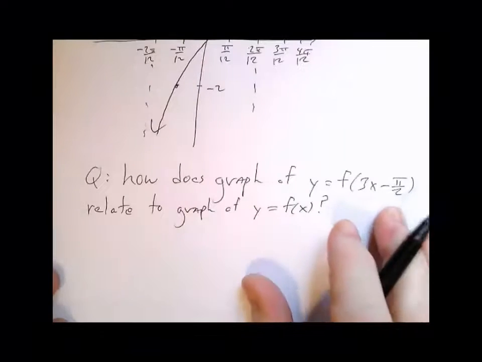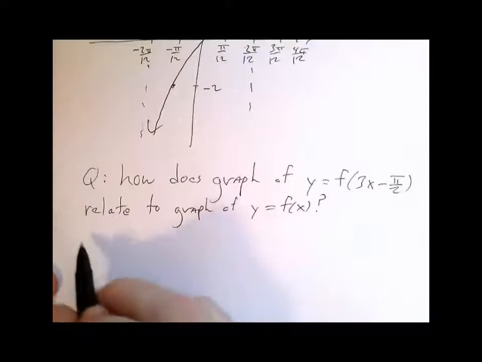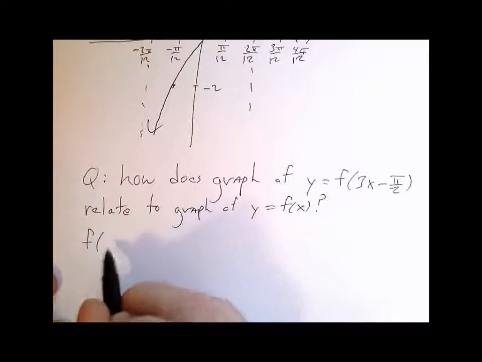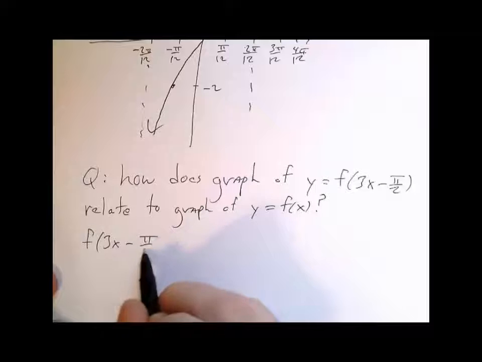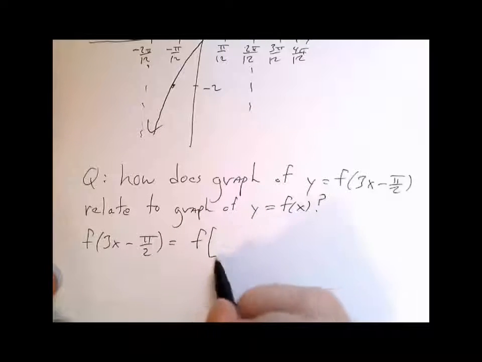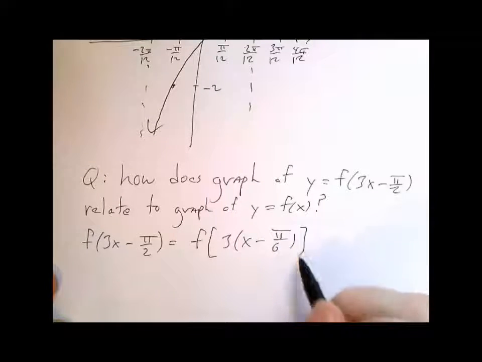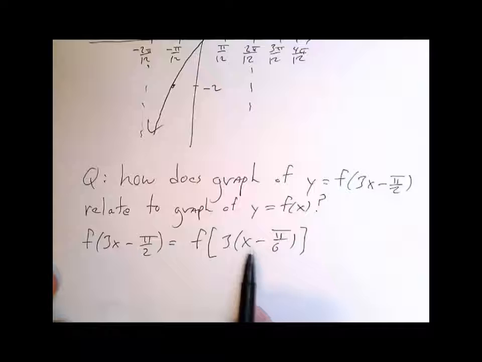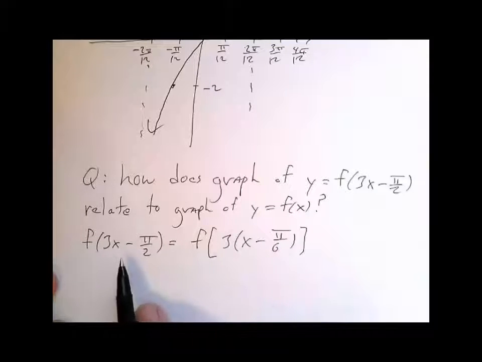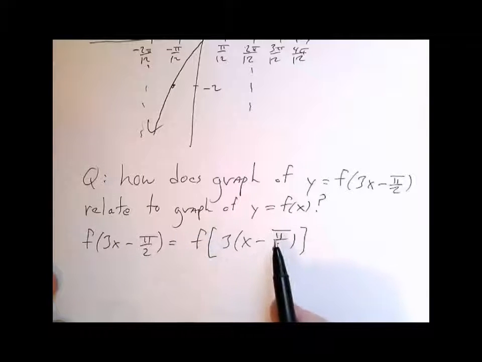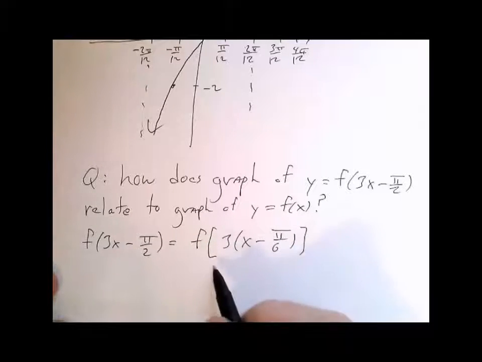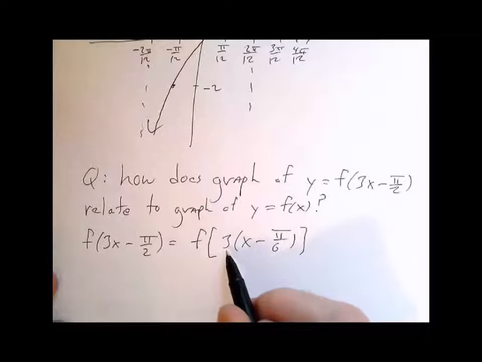Well, basically what we have to do here is take this 3 out. So my f of 3x minus pi over 2 is going to be f of 3x minus pi over 6. So I divided pi over 2 by 3 to get pi over 6 here. So I could do that in general. If I had numbers other than 3, I could do the same sort of thing here to get this. And so the 3 here is going to shrink our graph horizontally by a factor 1/3.